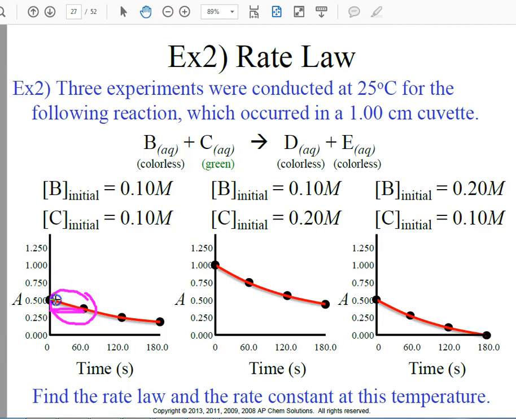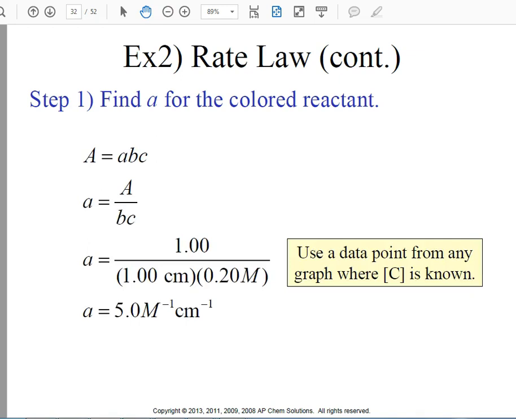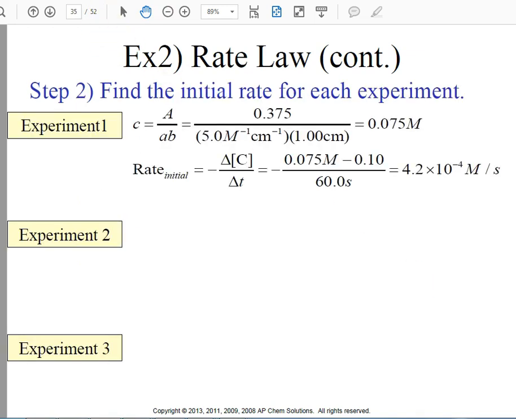Okay, we're trying to find the initial rate. So we want to know how much did it change in this initial time block. So in this first 60 seconds, our absorbance went from 0.5, which we already know the concentration was 0.1 right there. The absorbance went down to 0.375. And so we're trying to find what the concentration was at that point. So at 0.375, our concentration was 0.075, as calculated using C equals absorbance over a b, so 0.075.